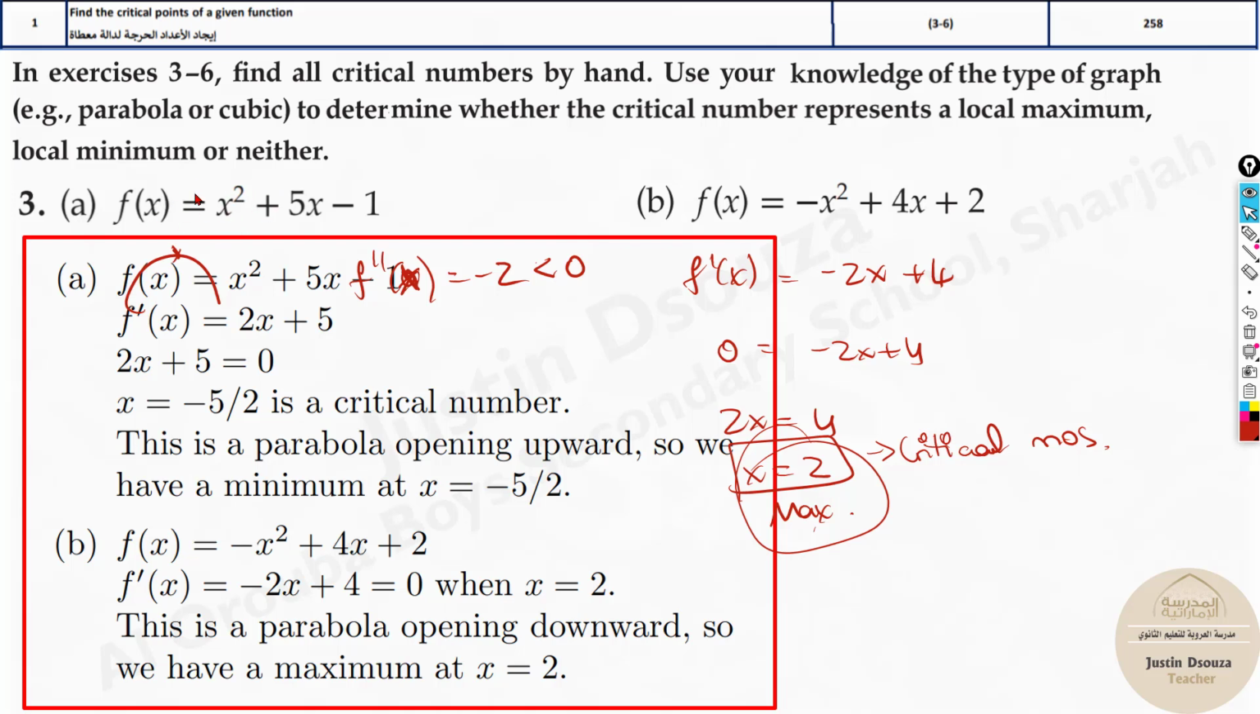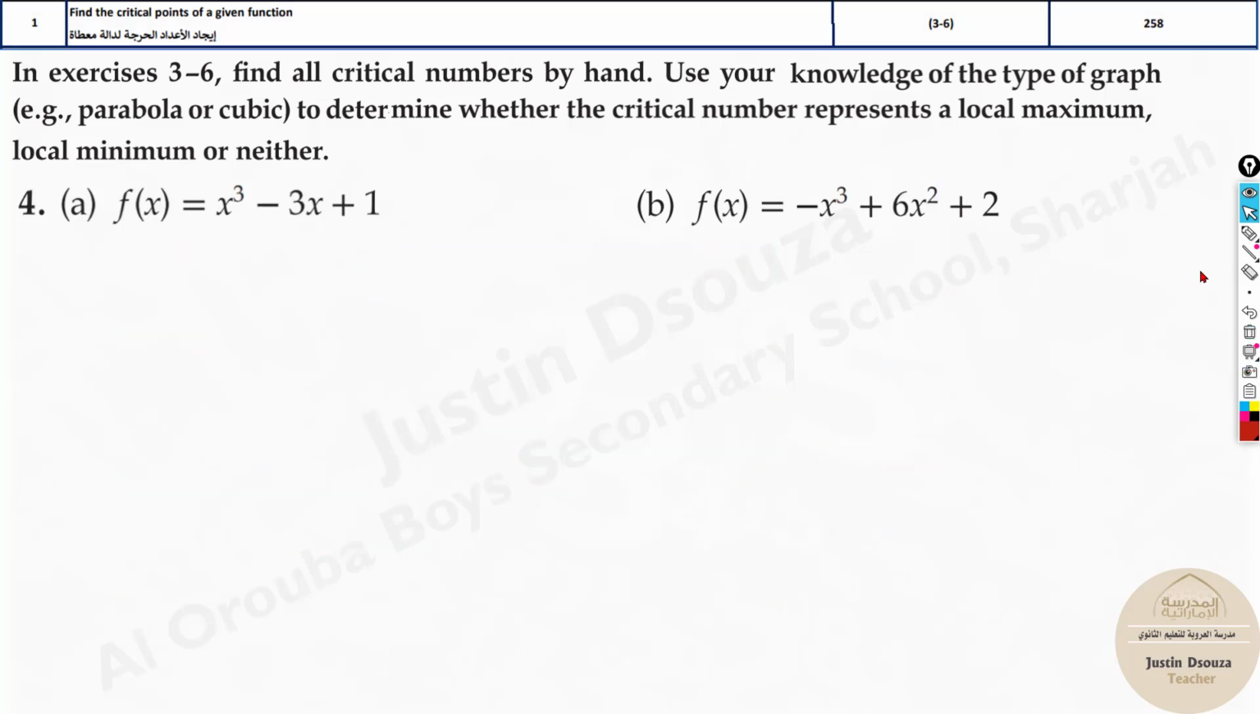Here we have a minimum point because it's positive, so it opens upwards. And this is the critical number, minimum. Here x is equal to 2, maximum. Now let's do this problem here. For these problems with higher powers, please follow the method which I teach you now.